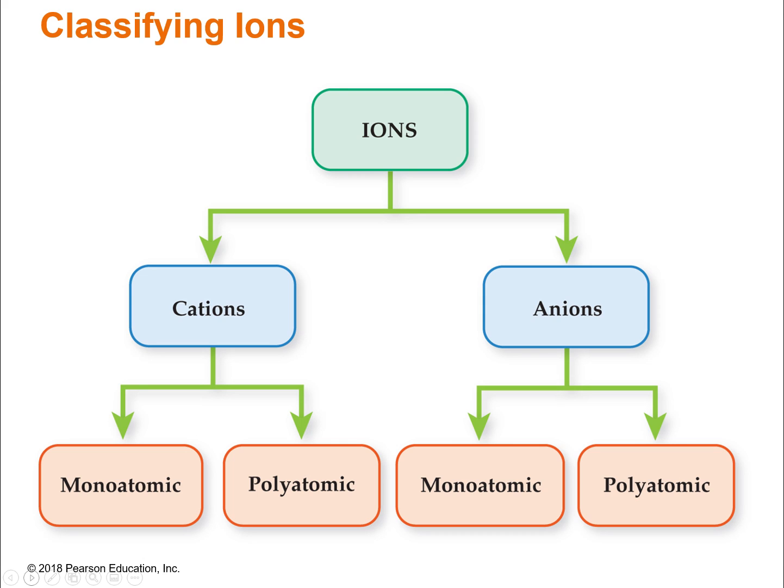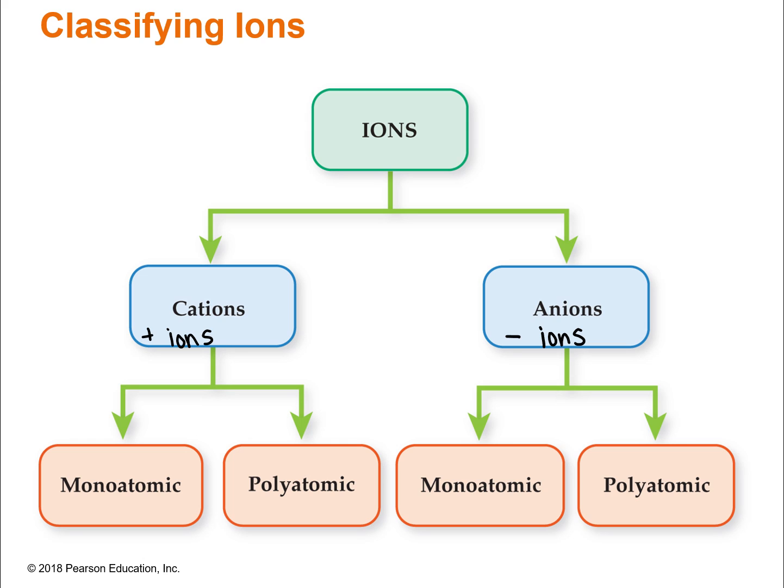Okay. So we're going to introduce a little bit of terminology here. We've got this big, broad category of ions, which we can break up into cations and anions. Cations are positively charged ions. Anions are negatively charged ions. So when we talked about these in Chapter 5, we didn't put those terms to it yet, but now we are.